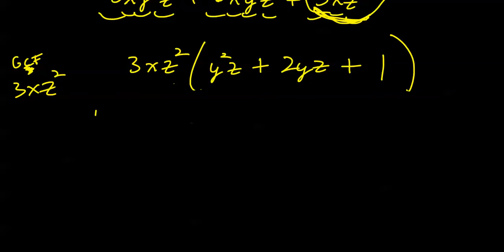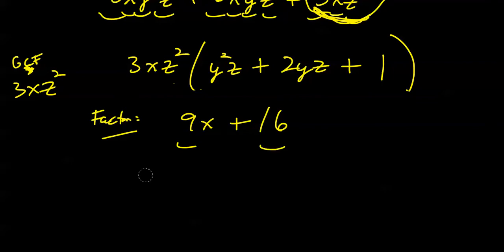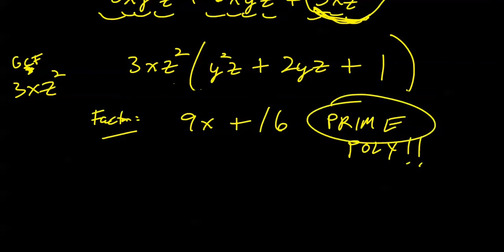Alright, here's one that might stump some students. Factor 9x plus 16. Alright, this cannot be factored further. 9 and 16 have no common factors. They're called relatively prime. And when you cannot factor anything out from a sum, I call it a prime polynomial, or just prime. Our author just says prime would be a satisfactory answer.